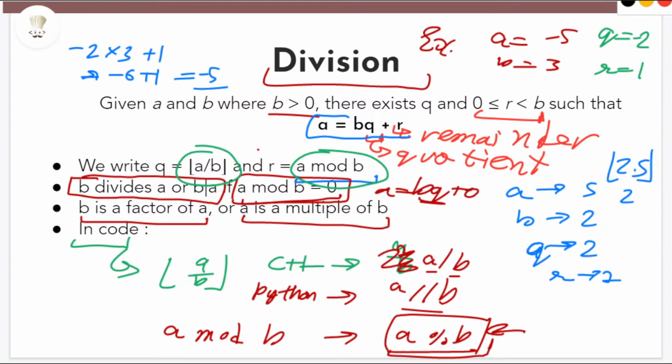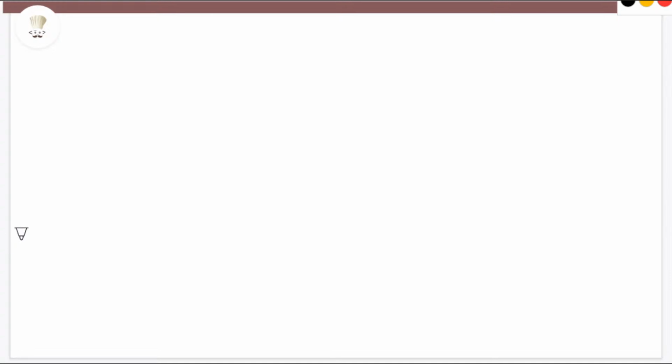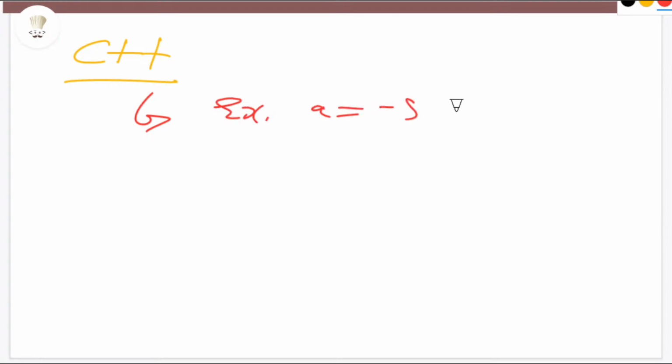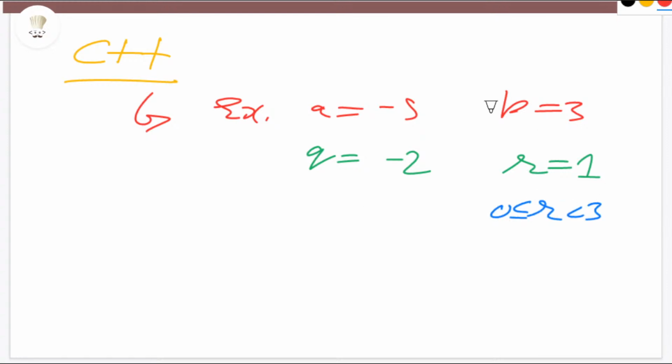So this is the division, but there is one thing that you should note. I think it happens in Python as well, but I'm not so sure, so I'll be talking about C++ right now. In C++, you have to be careful about dividing negative numbers. Let's take the example that I told you before: a is equal to -5 and b is equal to 3. Here we saw that the quotient was supposed to be -2 and the remainder was supposed to be 1, because the remainder satisfies 0 is less than or equal to the remainder, which is less than 3, and -5 is equal to -2 into 3 plus 1, right?